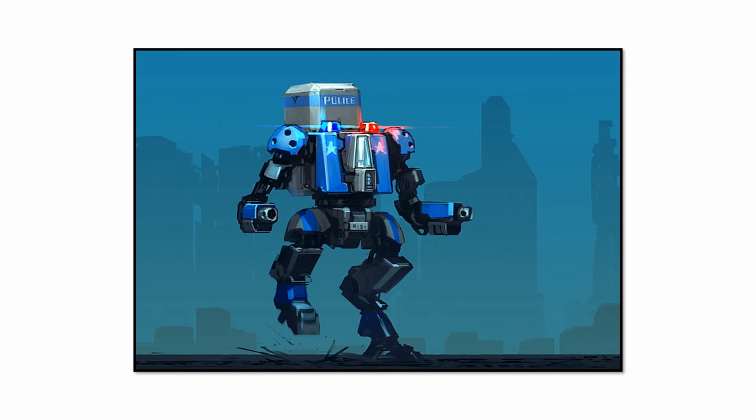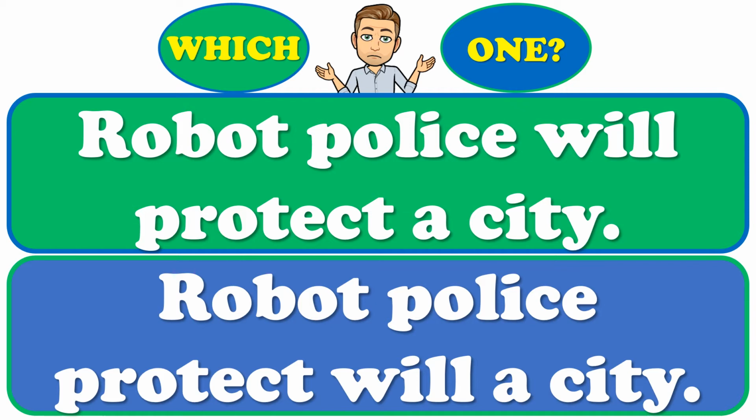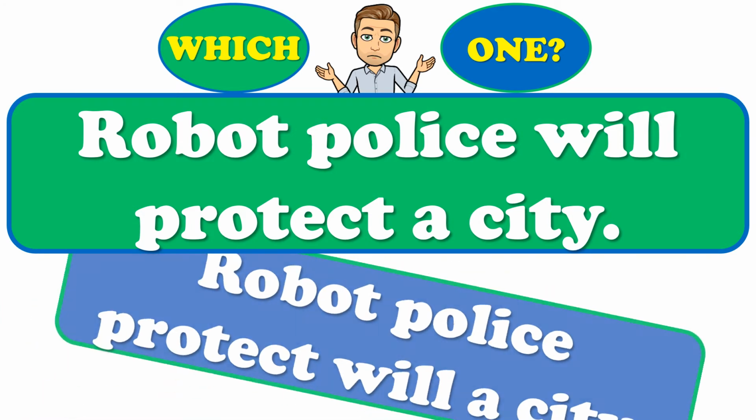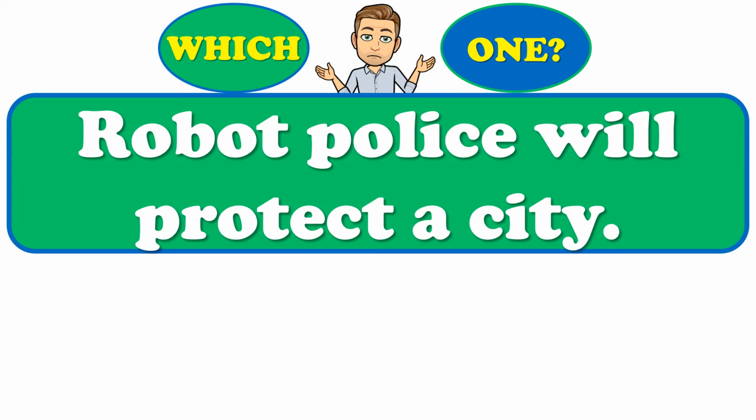Now let's talk about police. Take a look at these two sentences. Which one follows that future tense rule we've been talking about? Green or blue? Read carefully. This time, it's the green one. Robot police will protect a city. So will comes before the verb. We wouldn't say protect will a city. It's will protect. Protect just means to keep something or someone safe.